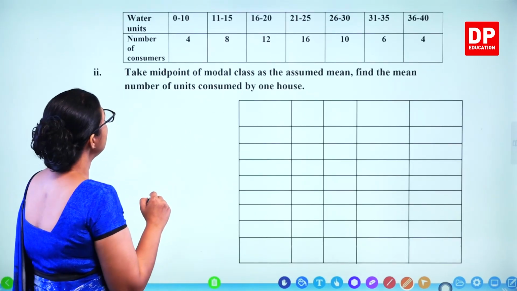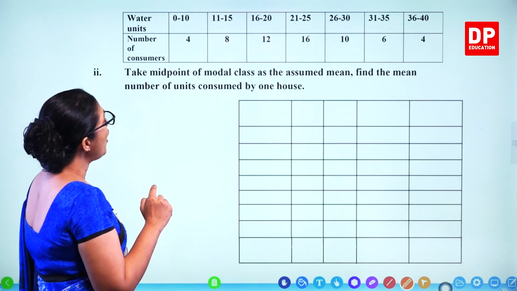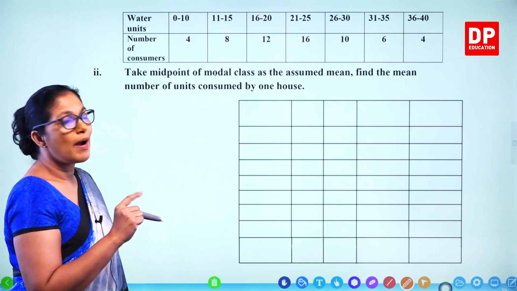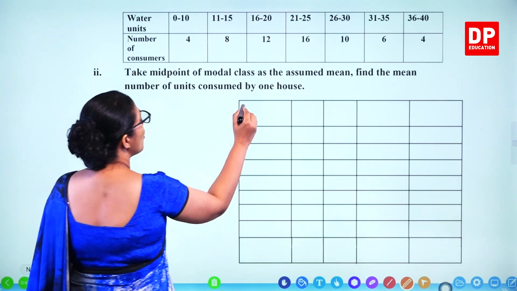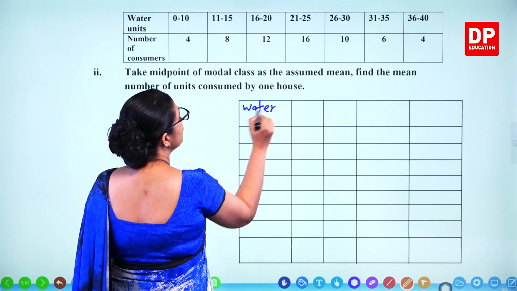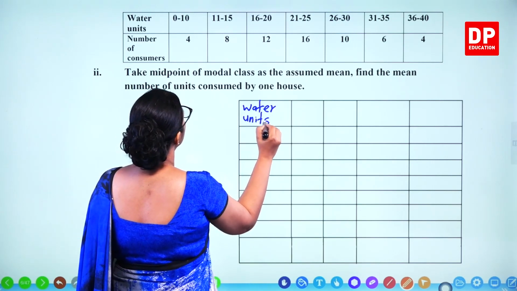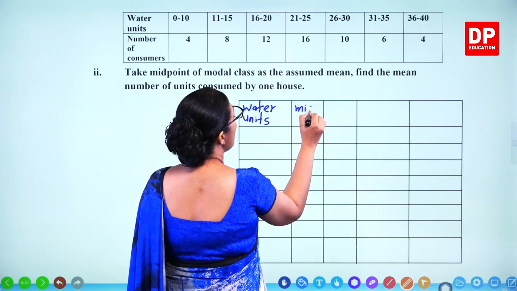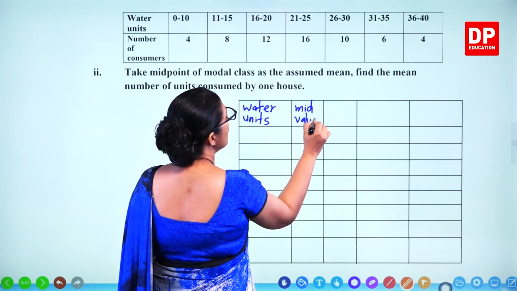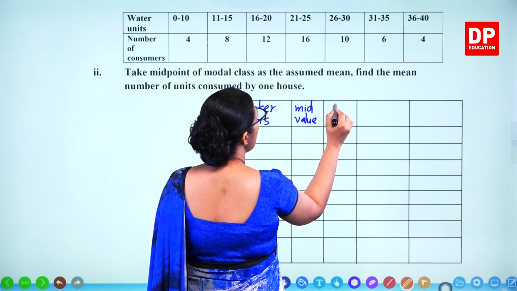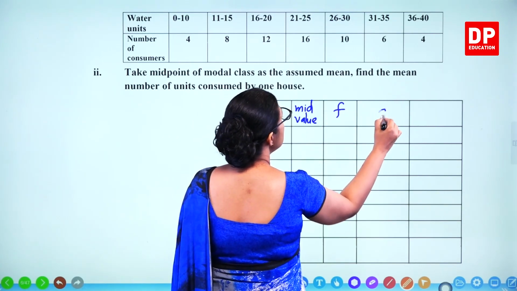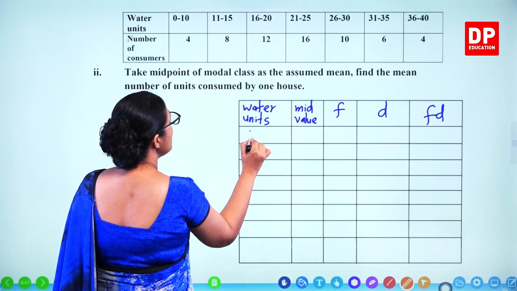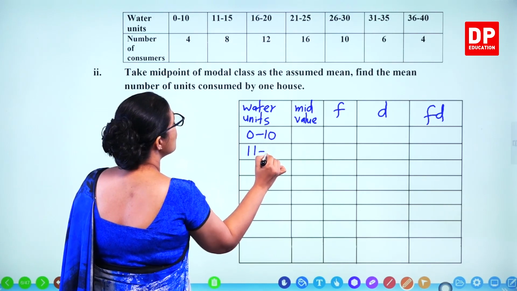We'll take the next one. Take the midpoint of the modal class as the assumed mean. Find the mean number of units consumed by one house. So water units. This is the mid value we have to find. Frequency, number of consumers, and then deviation and fd. We have to write down the intervals 0 to 10, 11 to 15.